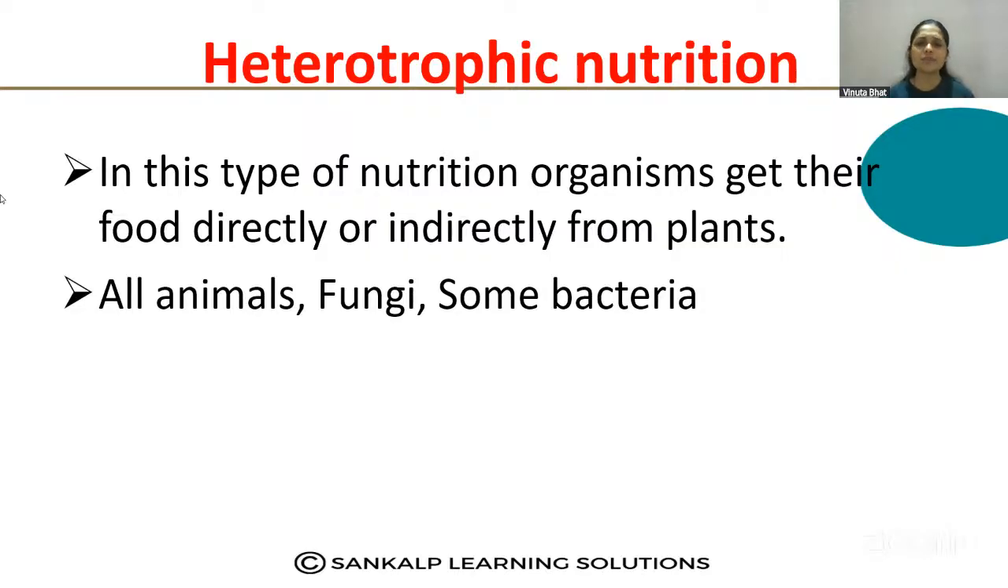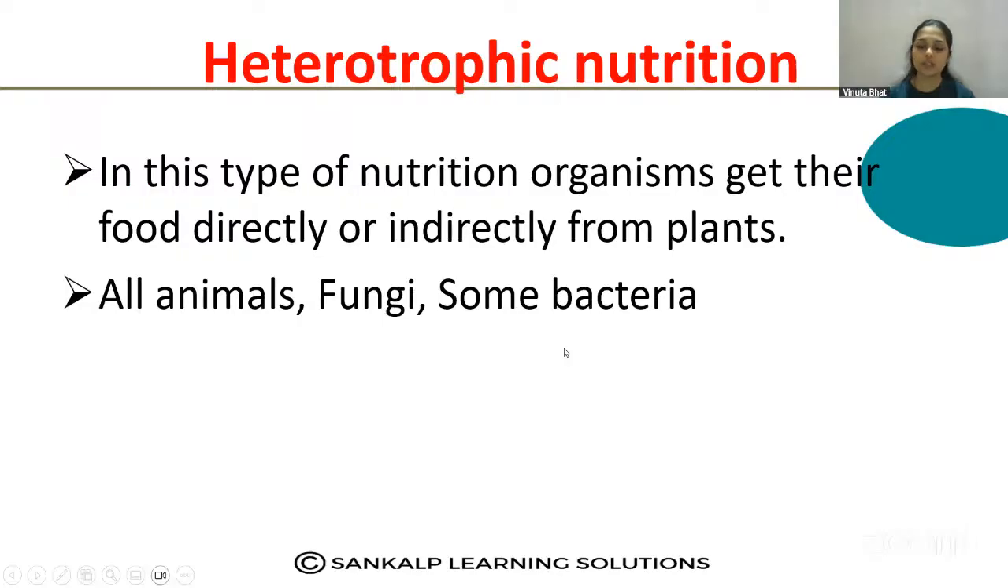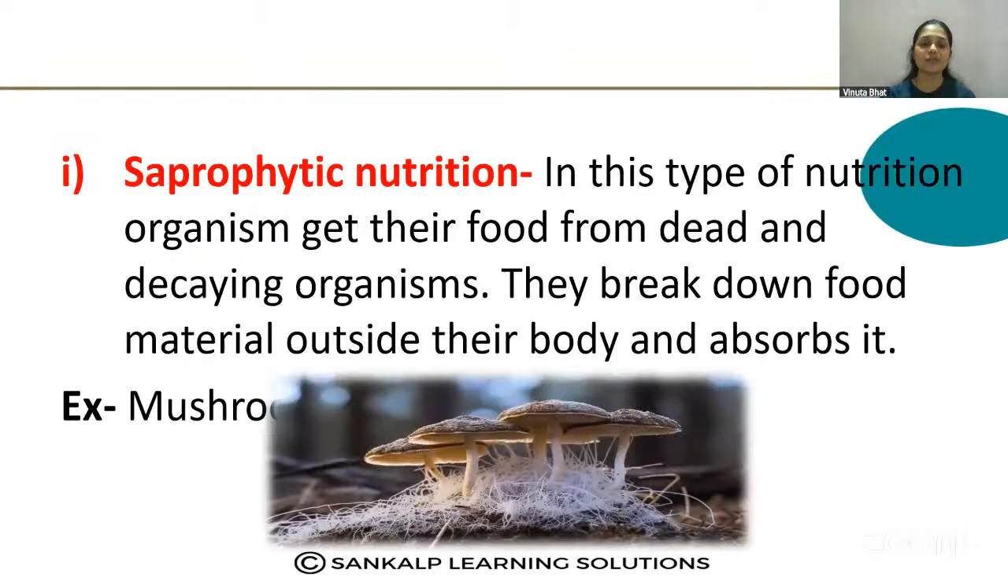How do the organisms indirectly depend on plants? For example, lion, which does not depend on the plants directly but indirectly depends on the plant because it depends directly on the deer or rabbit, some herbivorous animals, right? So that is called indirect dependence. Then, heterotrophic nutrition is shown in all animals, fungi and some bacteria. In heterotrophic nutrition, we can find saprophytic nutrition. So what is this saprophytic nutrition?